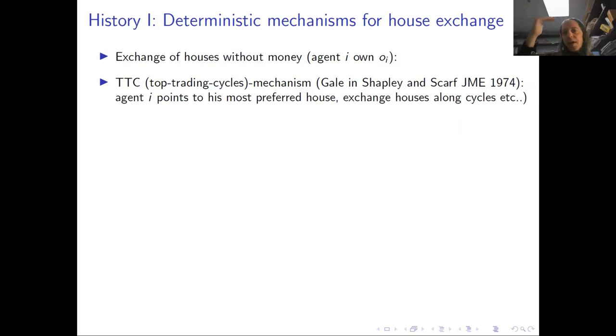So just that anybody has a strict ranking, right? And then you just point to your first house, which is on the top of the ranking. Your endowment points to you. And then, okay, anybody points to one house, you have at least one cycle. Then you execute this cycle, right? The top cycle. And agents get objects according to this cycle, right? And then those people leave, and agents point to the most preferred objects among the remaining.